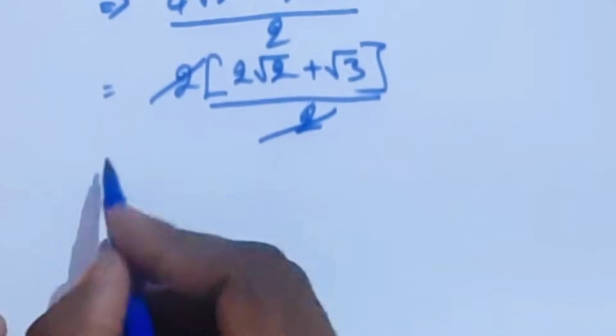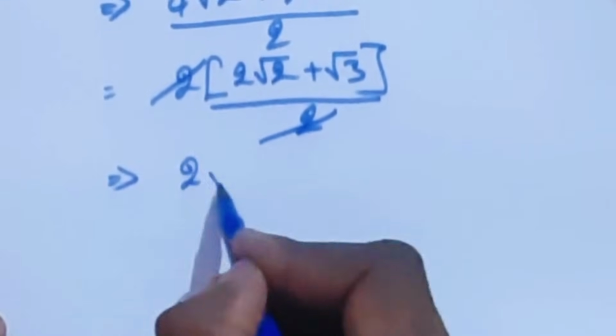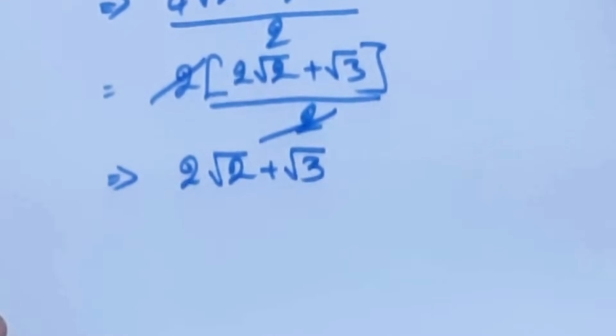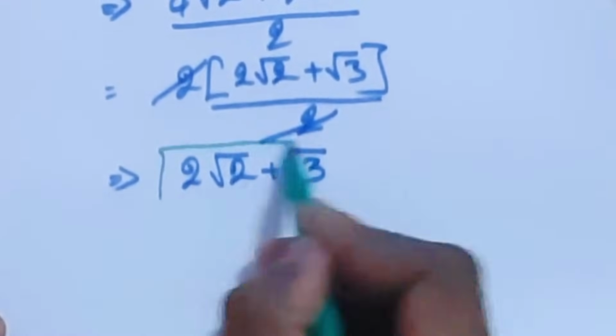We have 2 square root of 2 plus square root of 3. This is the final answer for the given problem.